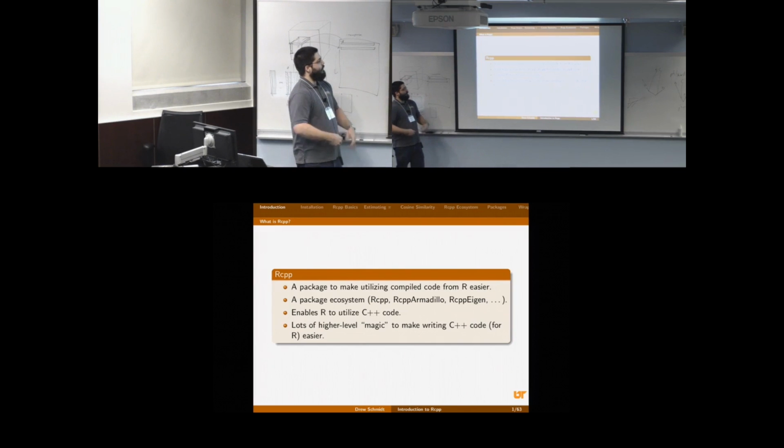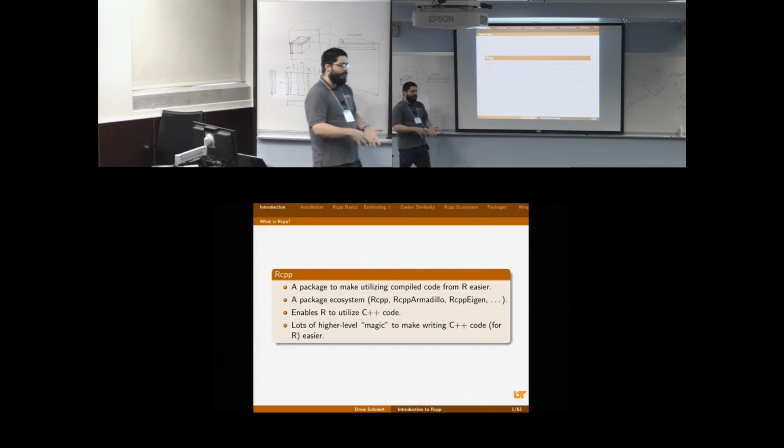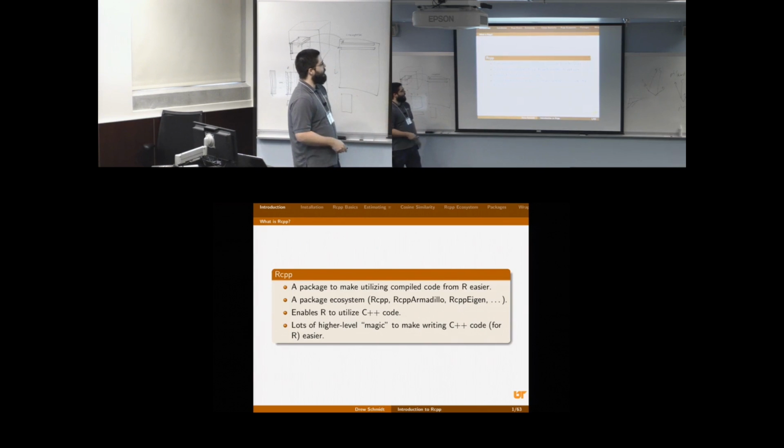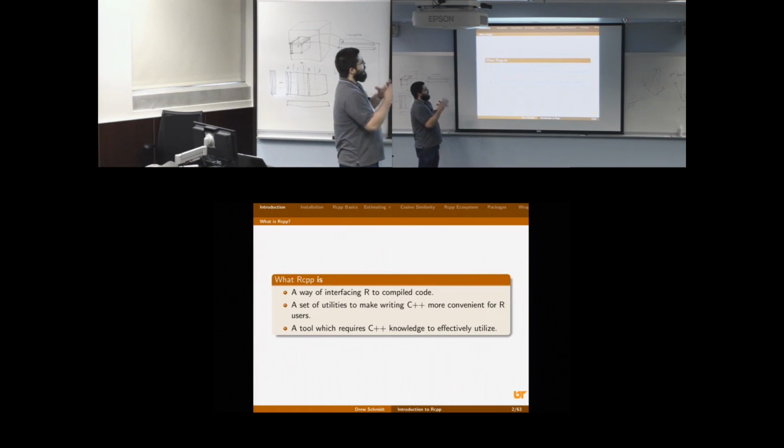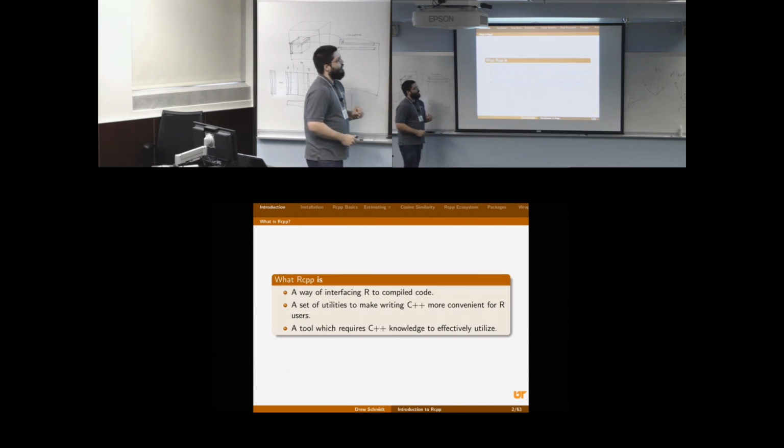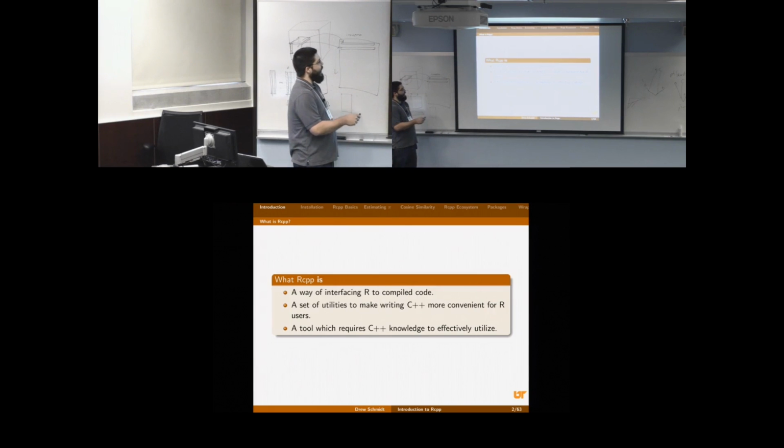So there are sort of two efficient ones. This is a layer on top of the real proper efficient one, making it the second. It contains lots of high-level magic to make writing C++ code for R, and I emphasize that, easier. So it is a way of interfacing R to compiled code, and I emphasize again, a way.